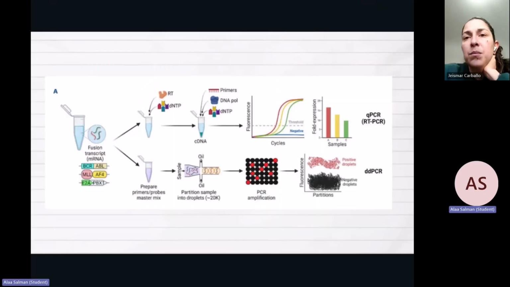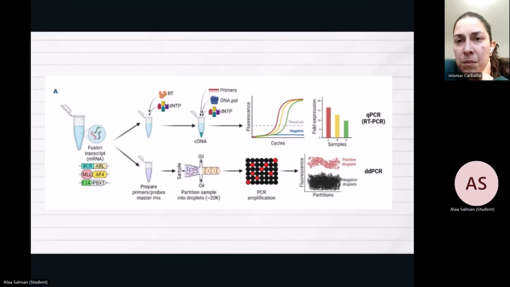Here we can see the two methods that I just discussed, which are qPCR and ddPCR. qPCR and ddPCR can be used to detect fusion mRNA transcripts in ALL. We can see the difference in the two methods. We can see that the ddPCR does not require a reference curve, which is why it may be easier to do. And to do it, we need to use oil and partition samples into droplets of 20,000.